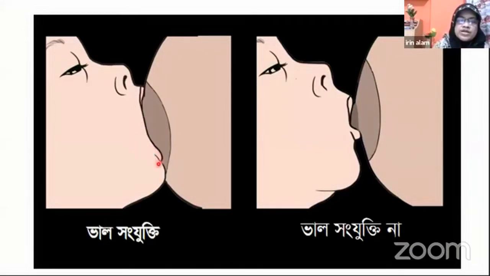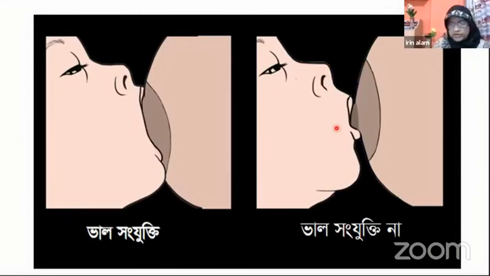The baby's lower lip is curled upwards, the upper areola is seen more than the lower areola, and the chin touches the breast. These are the 4 points of attachment. So for good attachment, the baby should be like this. Here the nipple is seen and the areola is not within the baby's mouth. This is poor attachment.